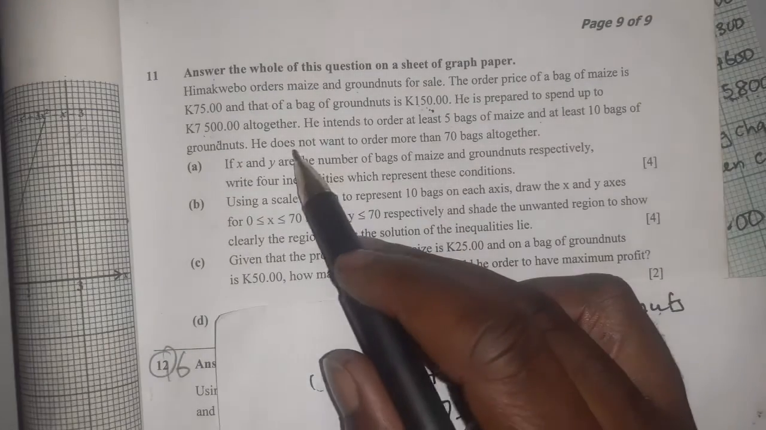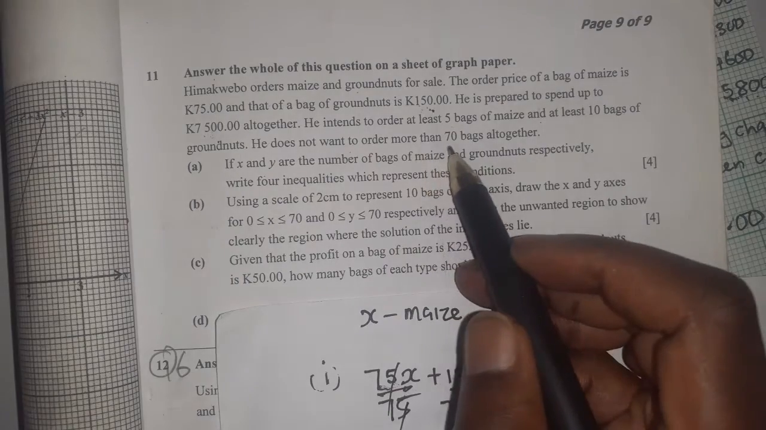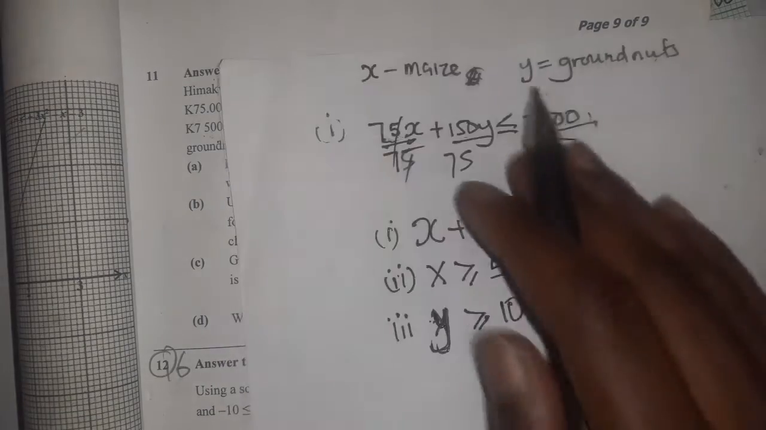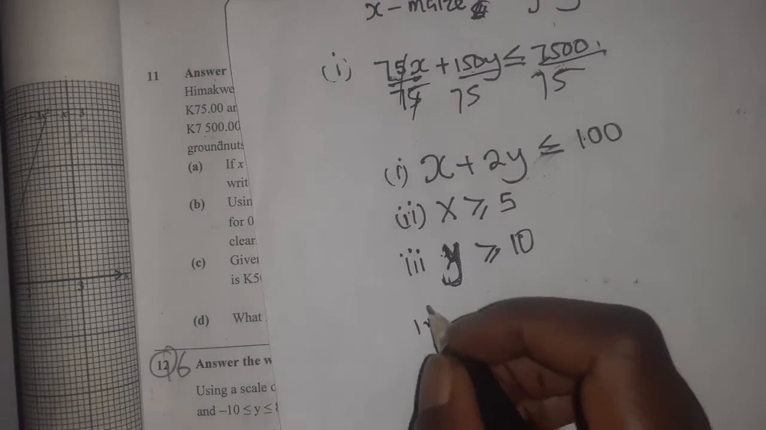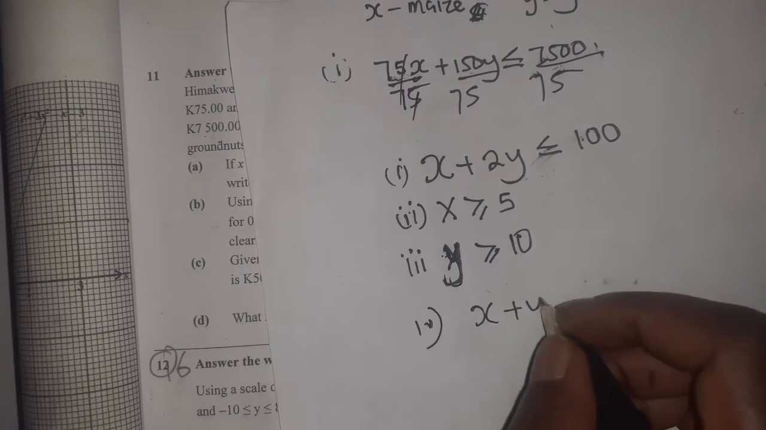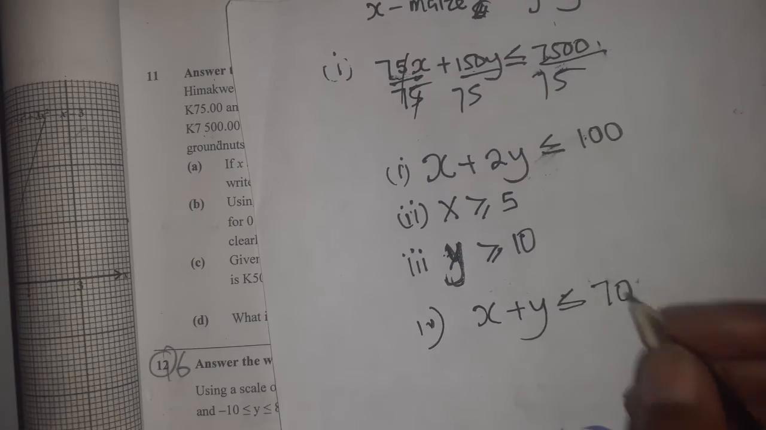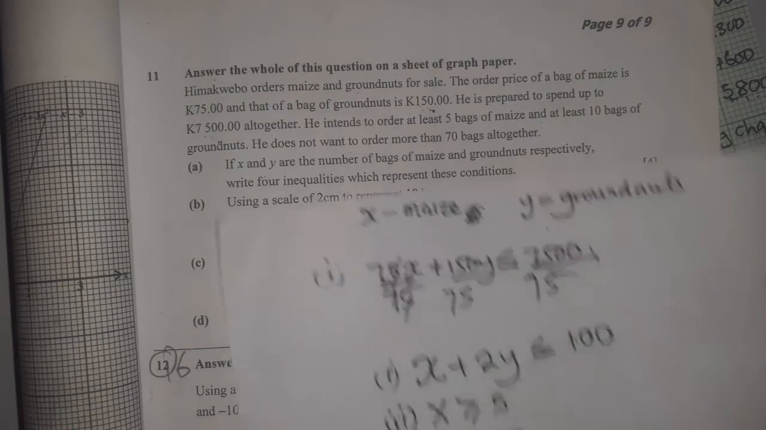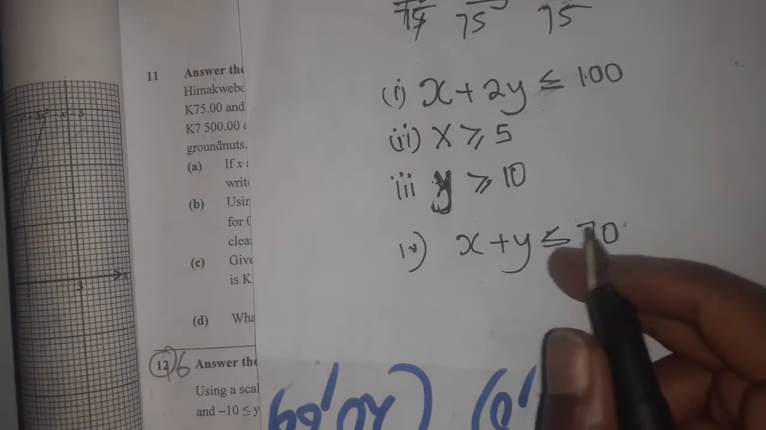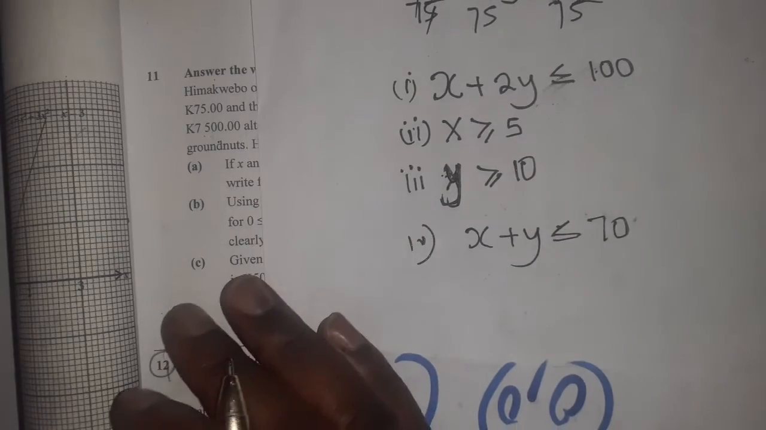Then the last part says he does not want to order more than 70 bags altogether. So when we add x and y, we should not go beyond 70. We should not go beyond 70. It should be equal to 70 or less.